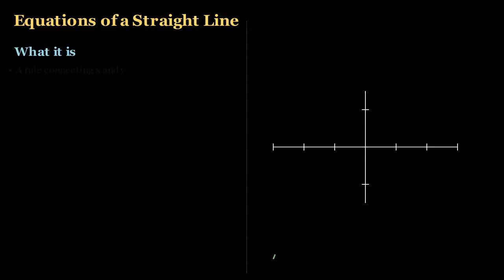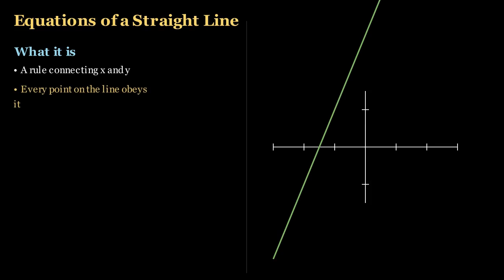Imagine you have a line drawn on the Cartesian plane. An equation of that line is just a simple rule, like a secret code, that tells you how the x and y coordinates of every single point on that line are connected. If a point's x and y satisfy the rule, it's on the line; if not, it's somewhere else. So the equation is like a fingerprint for the line. It describes exactly which points belong to it and which don't. For a straight line, this rule always links x and y in a very predictable, steady way.